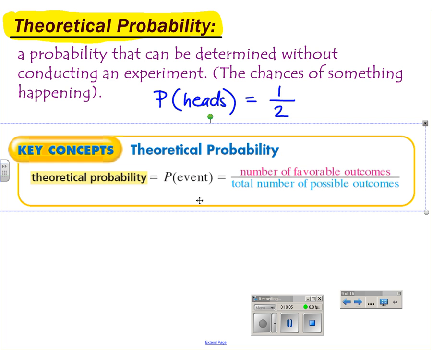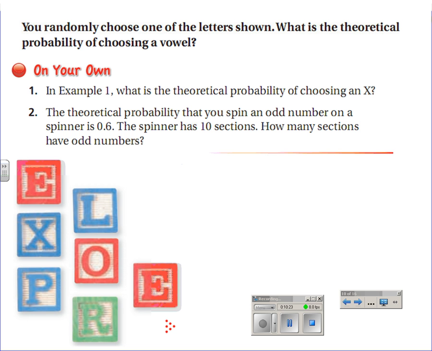Okay, so again, you write it as a fraction. On the bottom is always, well, how many possible outcomes are there? So flipping a coin, there were 2 outcomes. And how many chances are there for you to get a heads? Well, that's just 1, so it's 1/2. That's theoretical probability. Okay, let's look at an example.